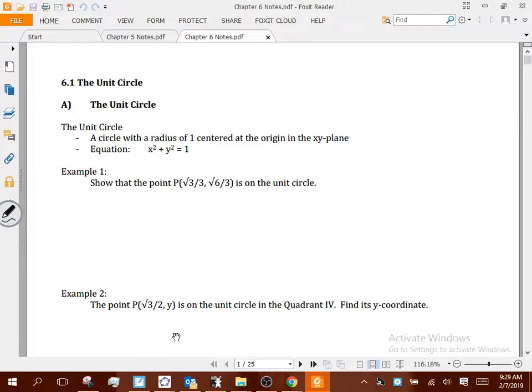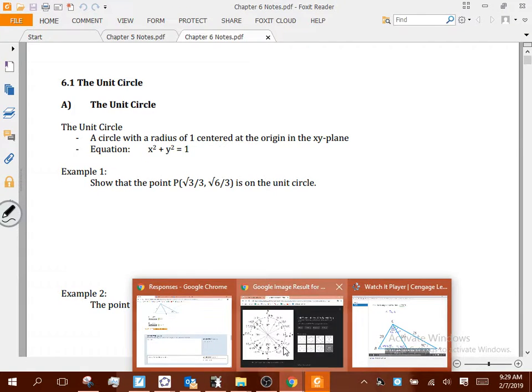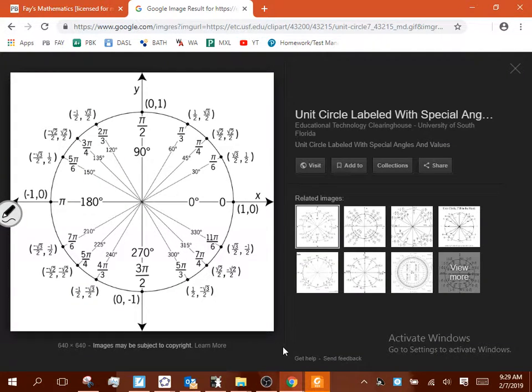The unit circle is, let me see if I got a picture of this. Yeah. There's the unit circle, okay? It's just a graphic organizer of a bunch of angles in the unit circle, the circle that has a radius of 1, inside the Cartesian plane, and then points that exist on that circle in the Cartesian plane, okay.